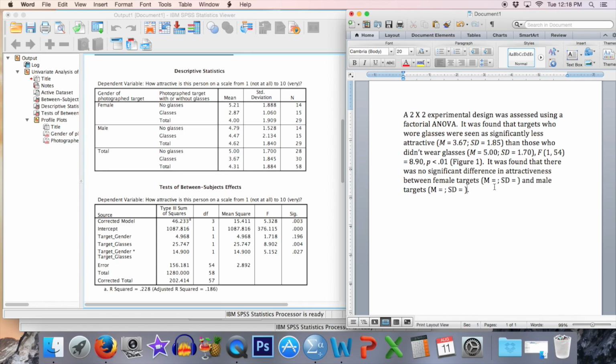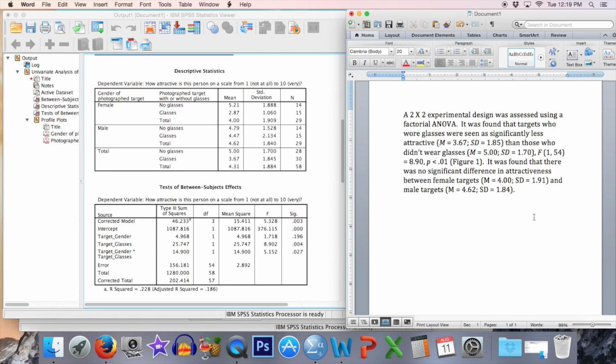So finding the means and standard deviations for these groups, we have to find it in this graph. In this case for women, it says female here. And we don't want female just with no glasses or with glasses. We want female total, all the women together. And their mean was a 4.0. So right here, we'll put in 4.00. And their standard deviation was 1.91. And I got that just by looking at the side here. And then for male targets, their mean was 4.62. And their standard deviation was 1.84. And you can see that there is some difference there, but it's not enough to be significant.